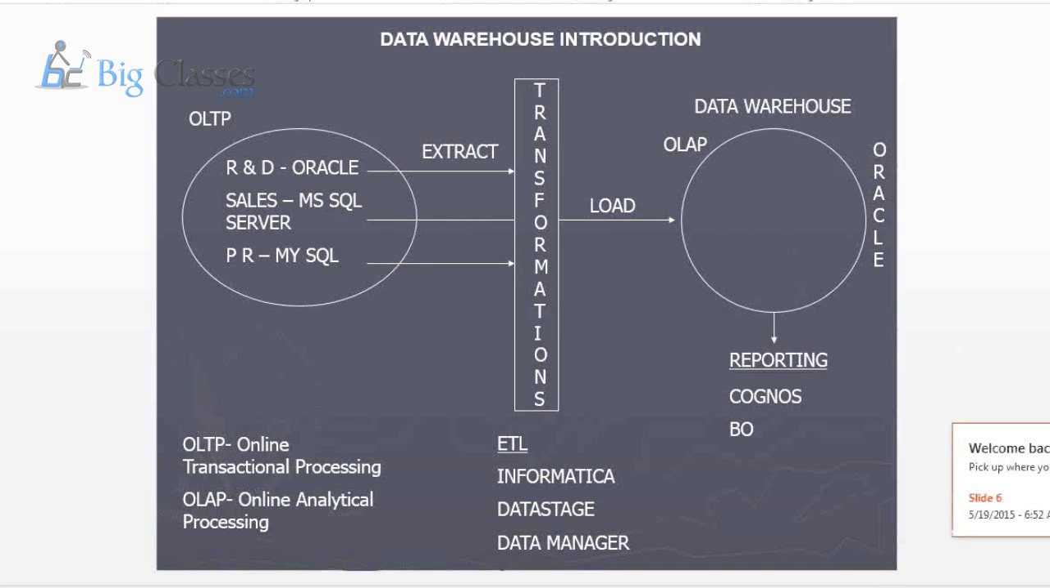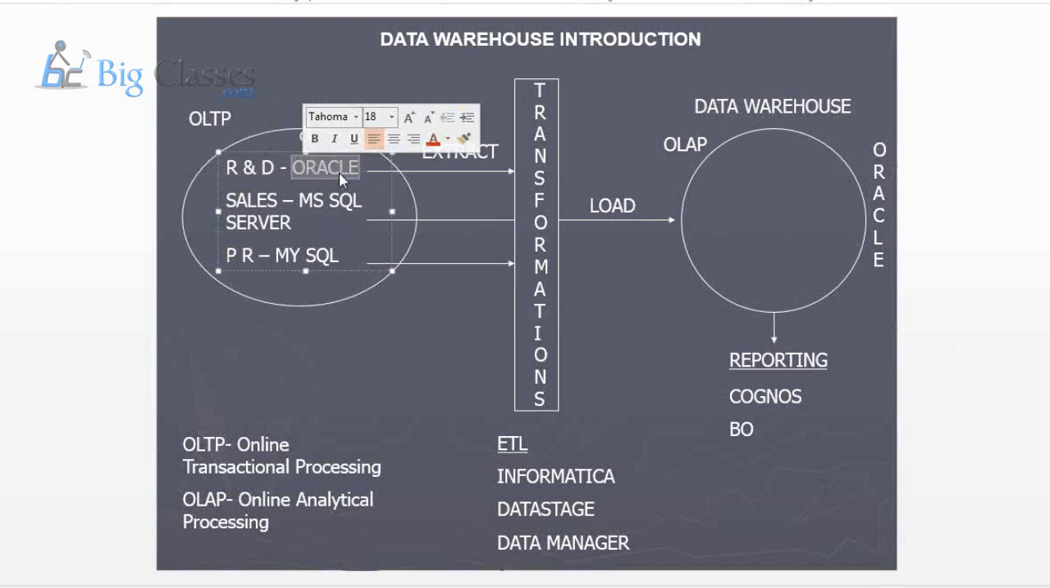That's it. Okay, take any company like Johnson & Johnson, for example. They have different departments like R&D, sales, and public relations. For R&D, they are using Oracle as the database. For sales, they are using MS SQL Server. For public relations, they are using MySQL. They are using heterogeneous databases like this. Why are they using heterogeneous databases? Why can't they use a single database for their total company needs? That depends on their requirements and licensing issues.